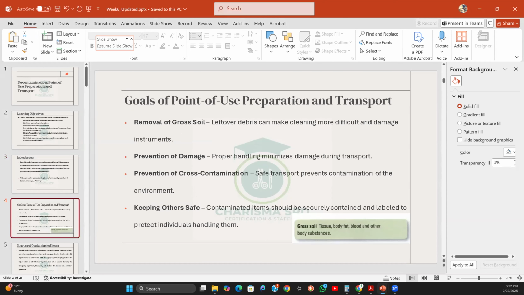All right, so what is the goal of point of use preparation? The goal is that we have to make sure that for instruments that are used, the gross soil on them is removed. When we say gross soil here, what are we talking about? Can somebody mention some of the gross soils that you can think of that will make an instrument contaminated or dirty?